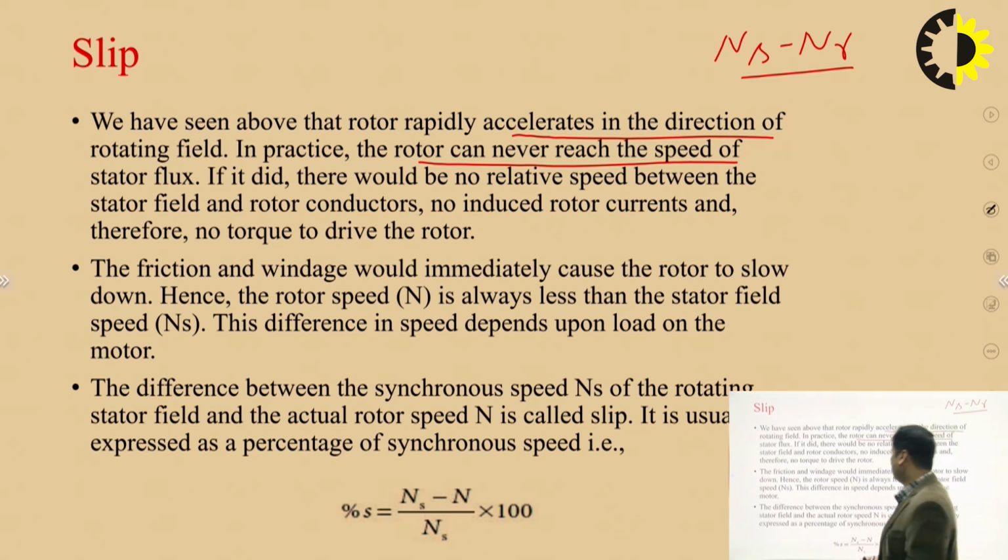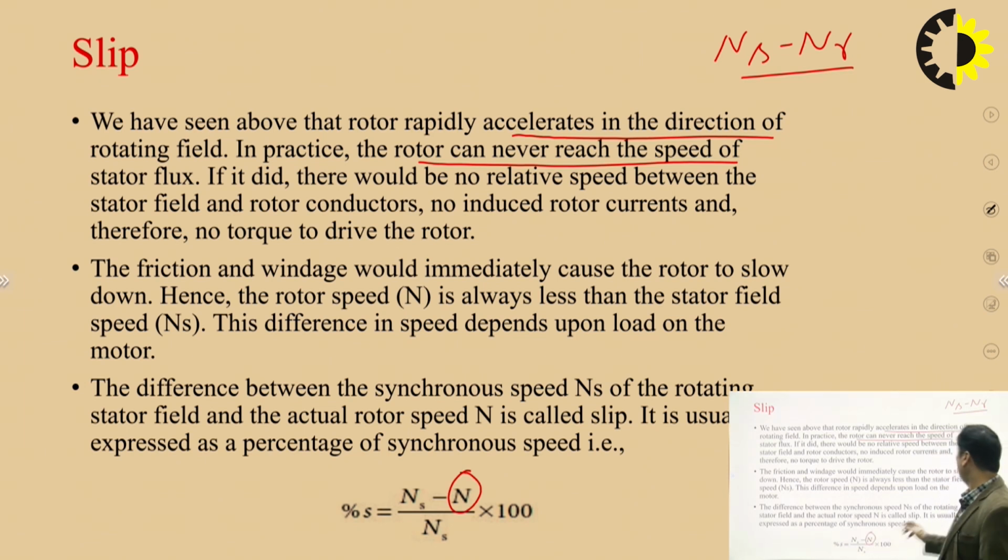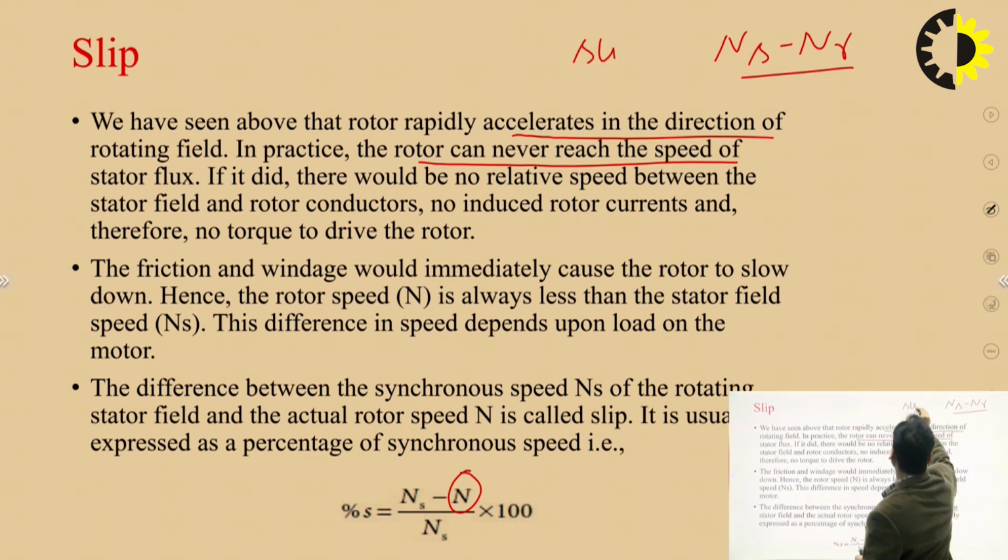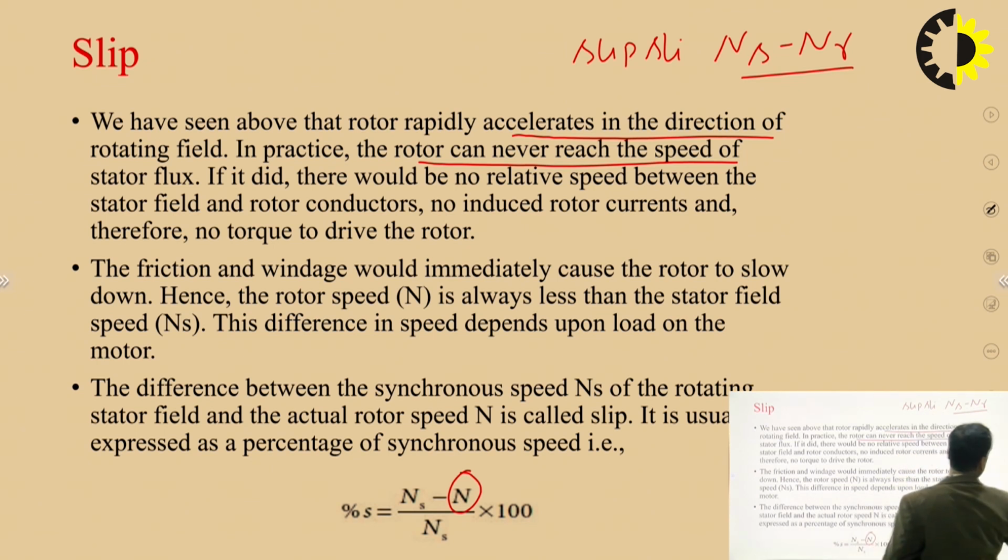Now the term called slip. We call the speed of the stator rotating field Ns, and the actual speed of the rotor Nr, and this difference is called the slip speed.